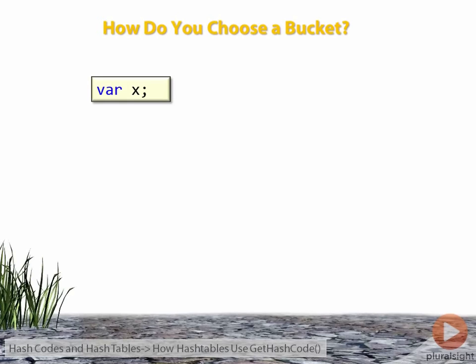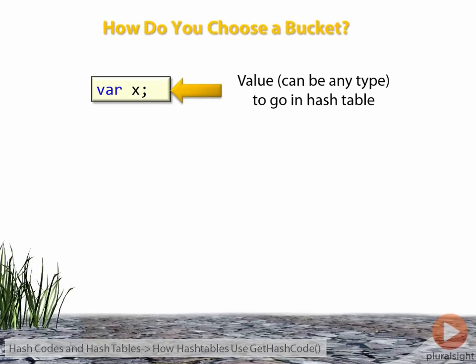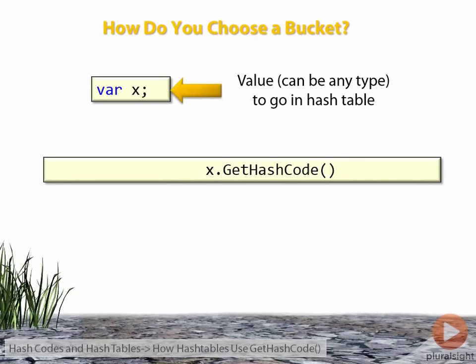Let's say you have a value x of some type, and it needs to go into a hash table based collection. In .NET 4.5, the way the hash table decides what bucket an element goes in is this. It calls GetHashCode on the item. That returns the hash code, a 32-bit integer which represents the hash of the value.